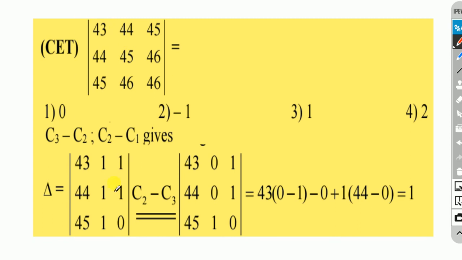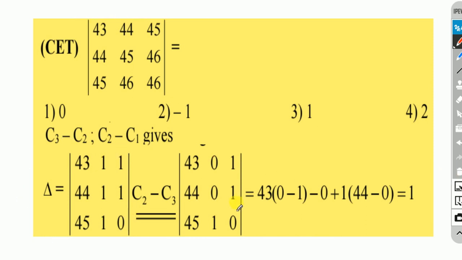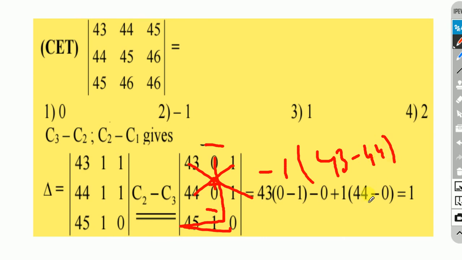So the given determinant is reduced to this. Now let us do C2 minus C3: 1 minus 1 is 0, 1 minus 1 is 0, 1 minus 0 is 1. Now I have 3 zeros in this determinant, so it's easy to expand. We can expand through the second column, with the sign pattern minus, plus, minus. So when you take minus 1 into, deleting the row and column, I have 43 minus 44, which is equal to minus 1, so minus 1 into minus 1 is plus 1.